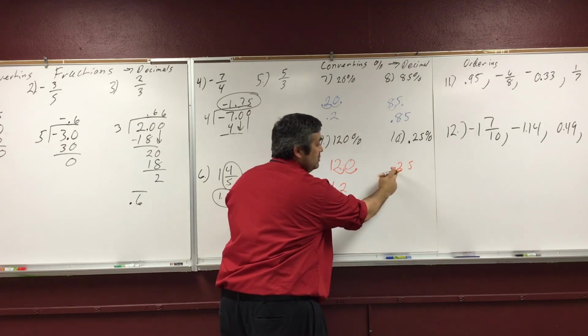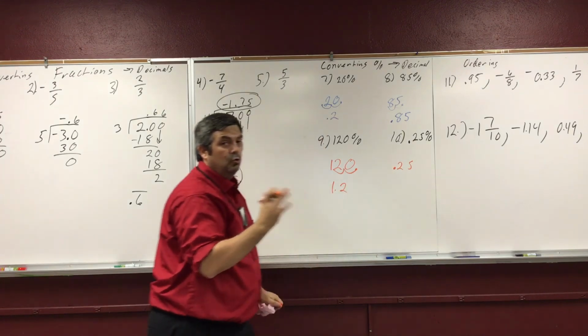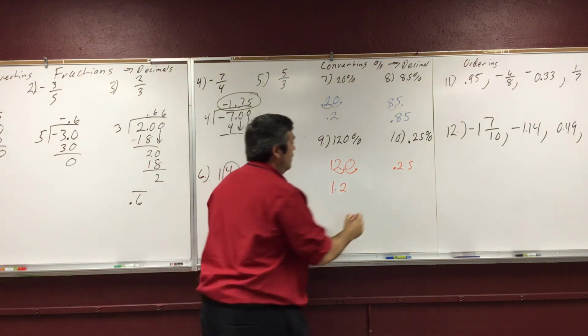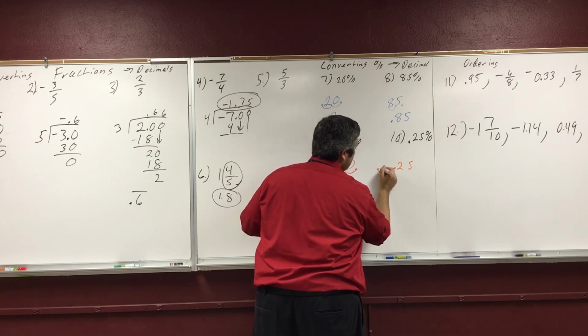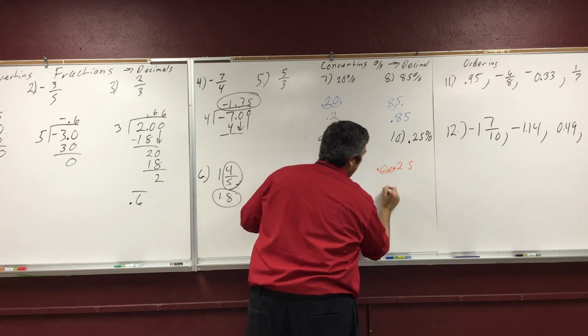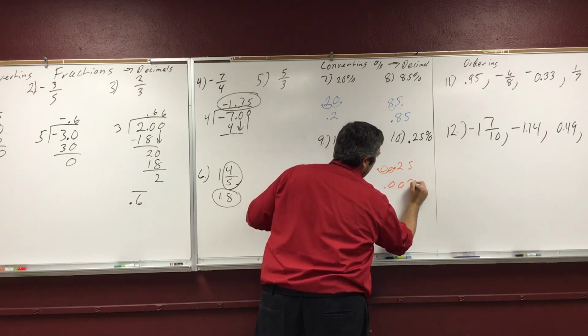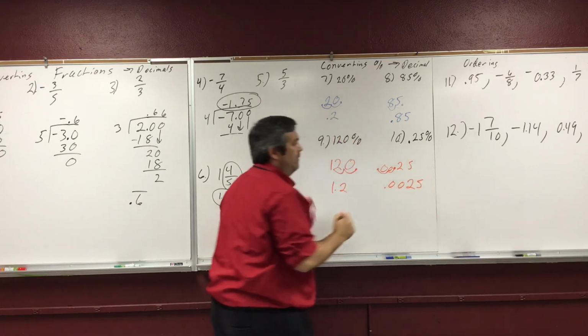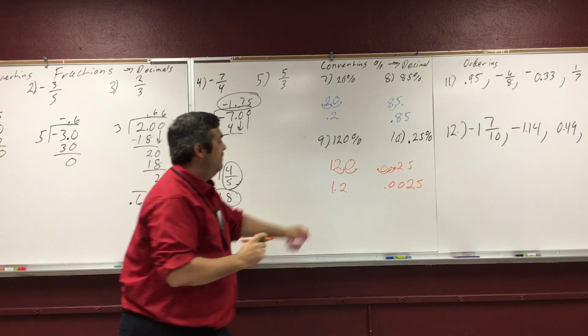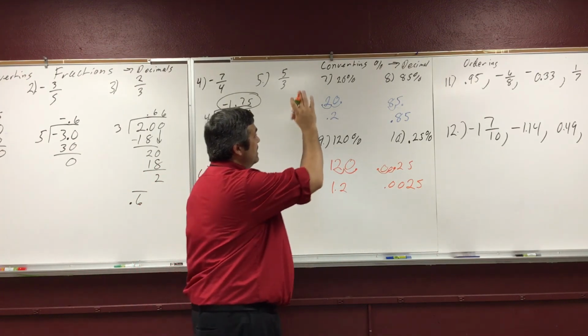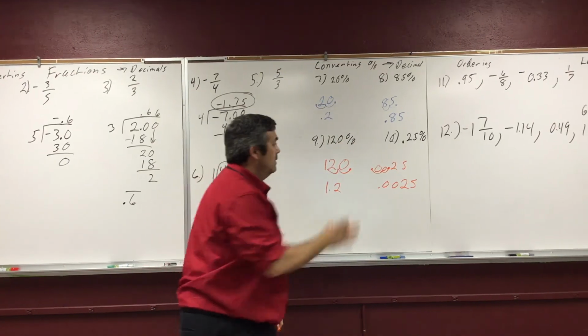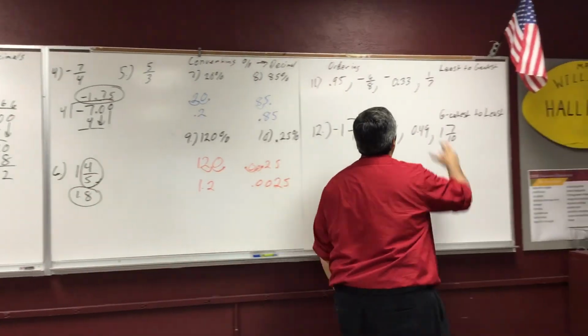Next problem, you have 0.25. Here's your decimal now. Still 2 spaces to the left. 1, 2. You're going to fill this in with 0. So 0.0025. Very, very simple. Later we'll do decimal to percentage, but right now we're just taking percentages to decimals.